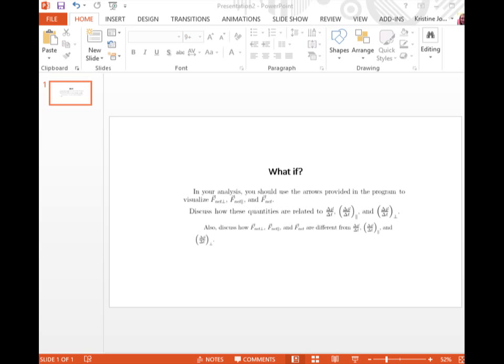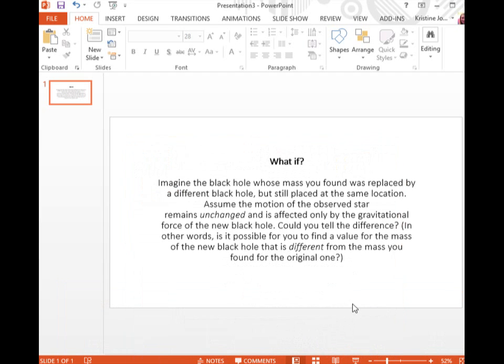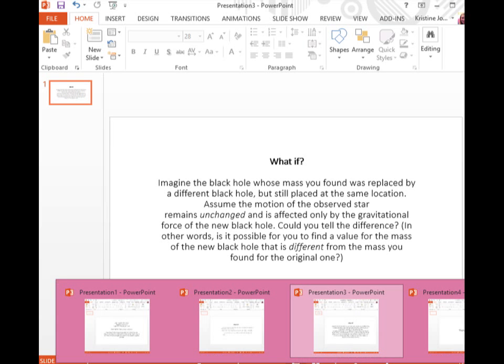A change in momentum, however, is visible because it shows the direction the star would be taking if it were not affected by any outside forces. Also, momentum and time can be measured in a lab environment, whereas the net force can only be inferred by using data. For the what if question, no, it is not possible to tell a difference in the replacement of the black hole. This is due to the fact that there cannot be a change in mass of the black hole without affecting the path of the star due to the gravitational equation.